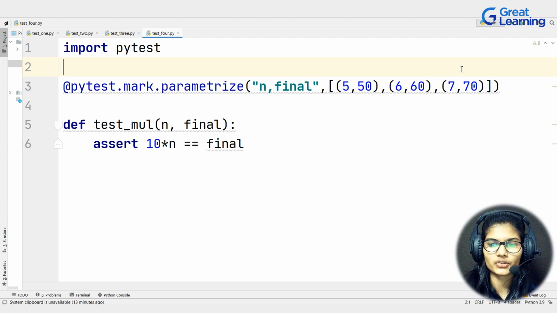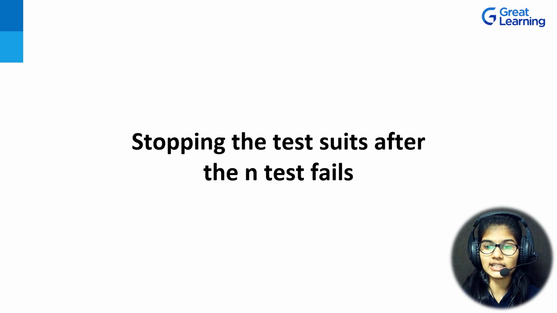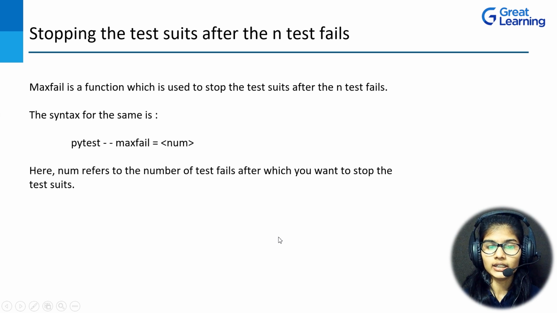So hope you are pretty much clear with the parameterized function as well. Next, stopping the test suite after n tests fail. Let's say you have some sort of number. As soon as that number of tests fail, you want to stop the test suite. Now we are going to understand that.